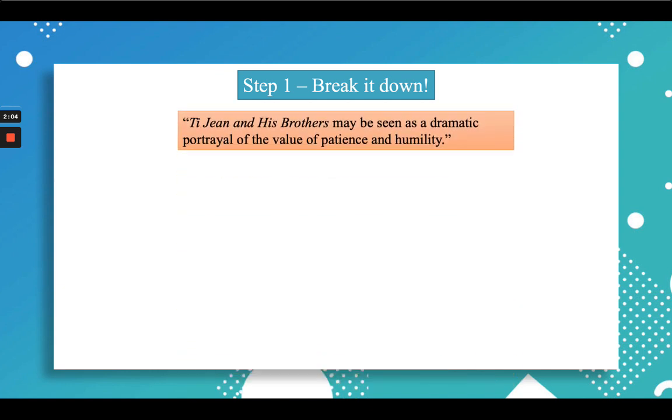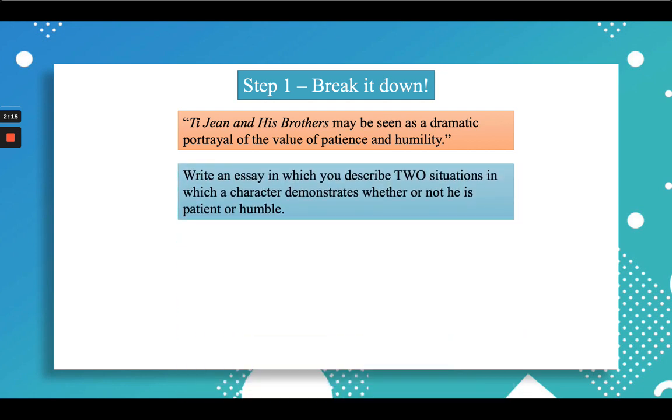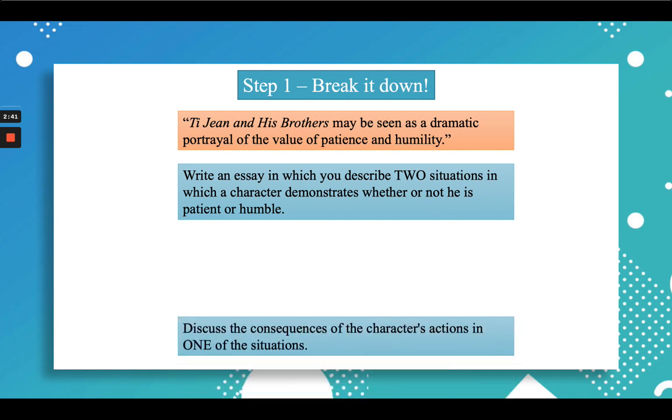So first, we have our statement. Teja and His Brothers may be seen as a dramatic portrayal of the value of patience and humility. Write an essay in which you describe two situations in which a character demonstrates whether or not he is patient or humble. So now we know that we have to choose one character and we have to think of two situations in which they demonstrate whether or not they are patient or humble, right? So you should already be brainstorming and thinking about which character you'd like to focus on.